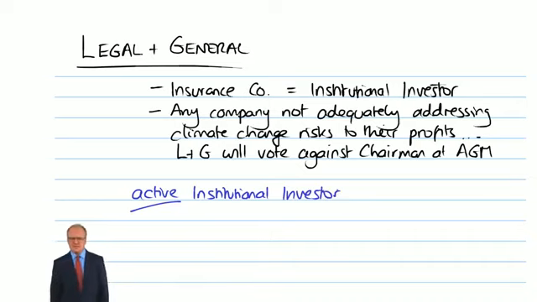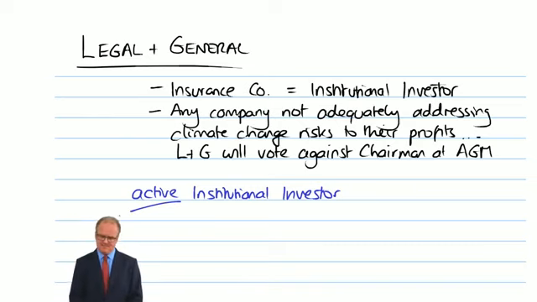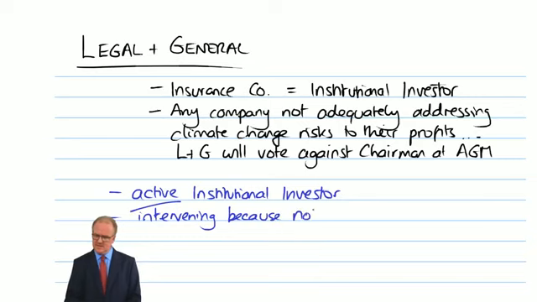Well, what we've got is an example of an active institutional investor. And the reason they are active and intervening is because they are not happy with the risk management at the company.